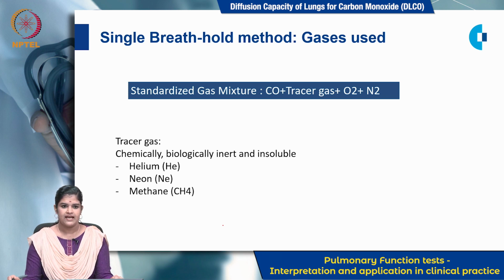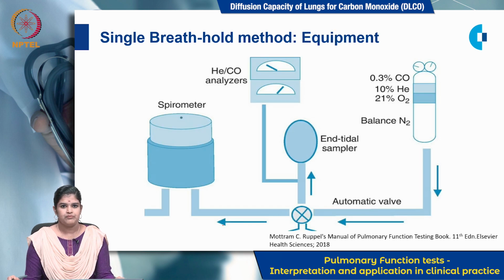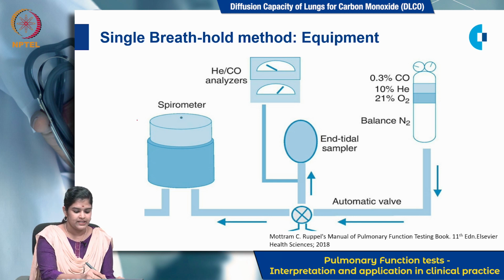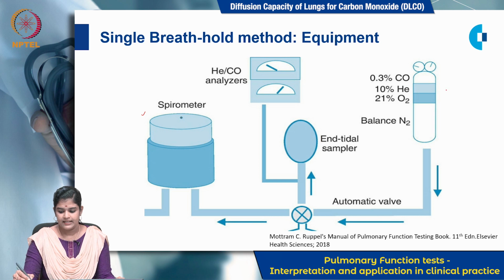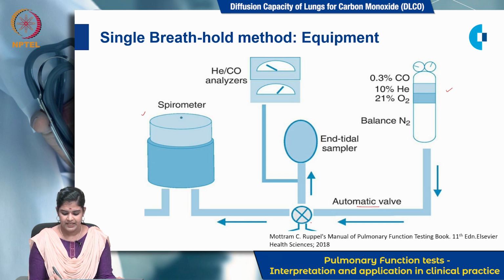Commonly used tracer gases are helium, neon and methane. This is the setup of the equipment in which we are going to perform the single breath hold method. It is composed of a spirometer, and a cylinder that has the standardized gas mixture in fixed combinations, that is 0.3% of carbon monoxide, 10% helium, 21% oxygen and the rest nitrogen. This gas is delivered by means of an automatic valve to the patient.